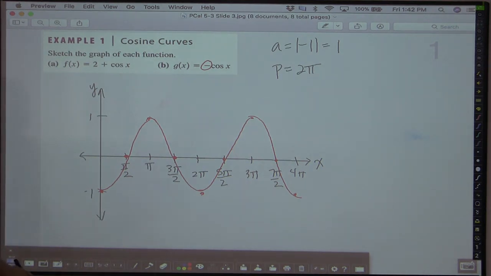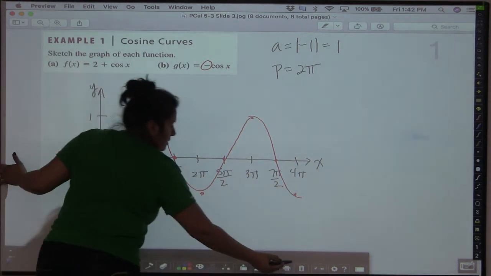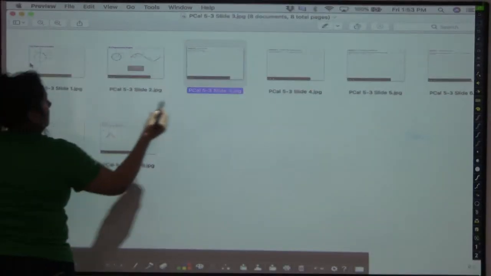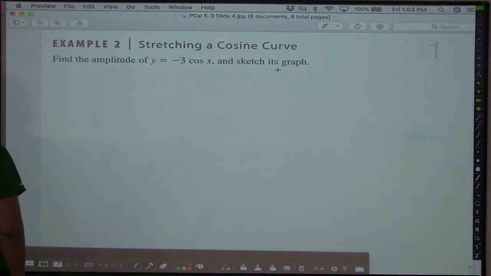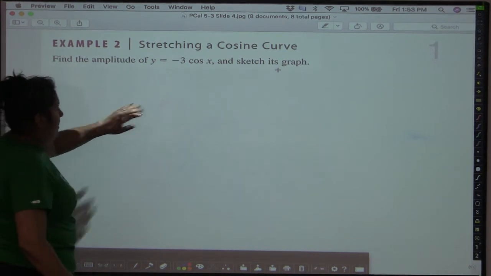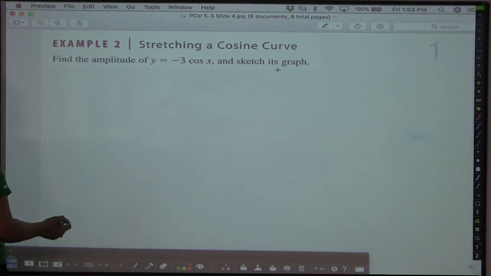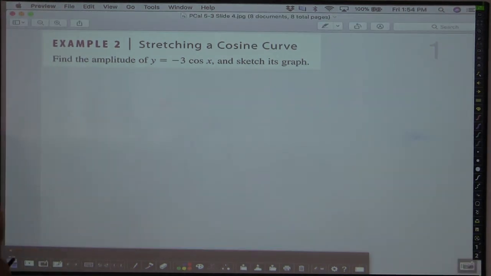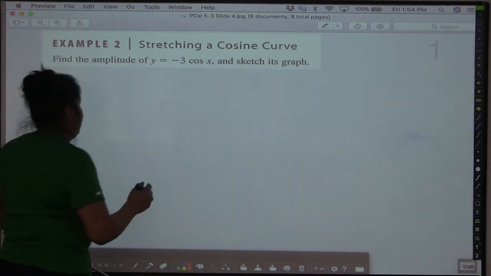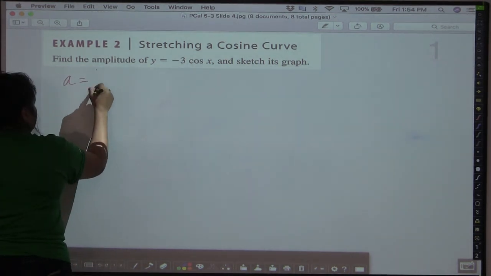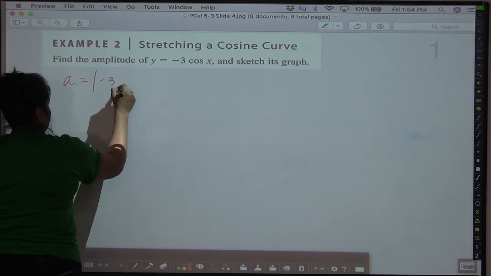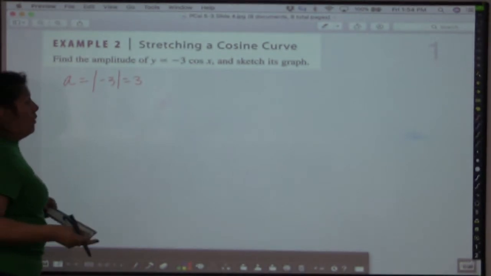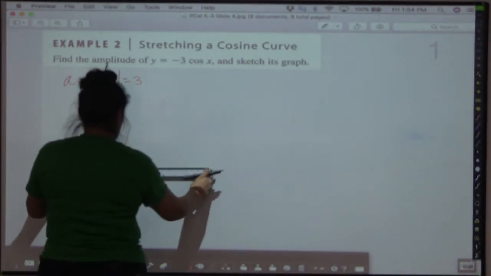So now I'm going to go to example 2, which is this guy, I believe. Now you see you have a different amplitude. You still have the negative, so that should be familiar to us, but now your amplitude is 3, because remember the amplitude is the absolute value of negative 3, which in this case is 3. What that tells us is that instead of going above and below by 1 unit, we have to go above and below by 3 units.